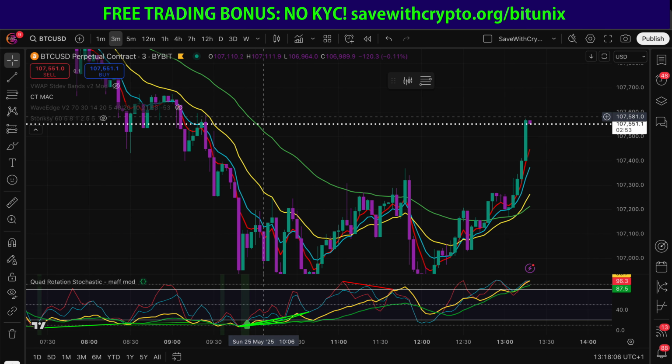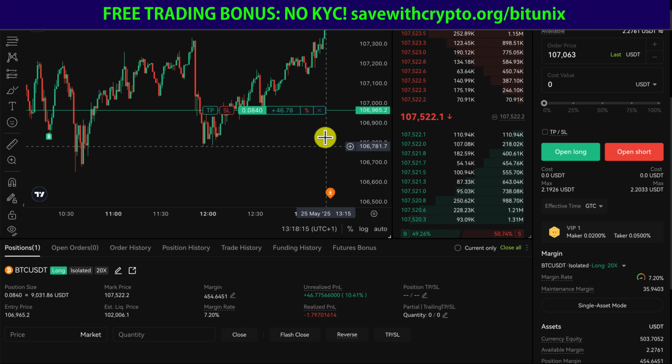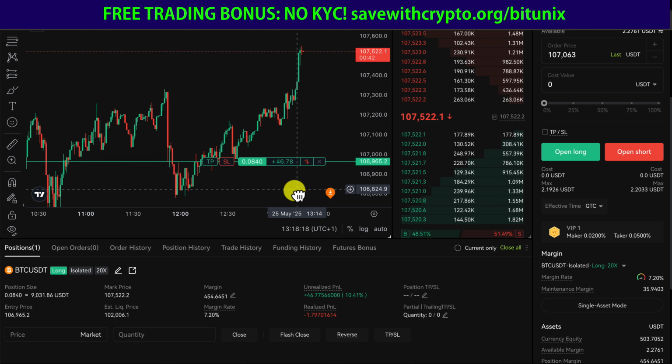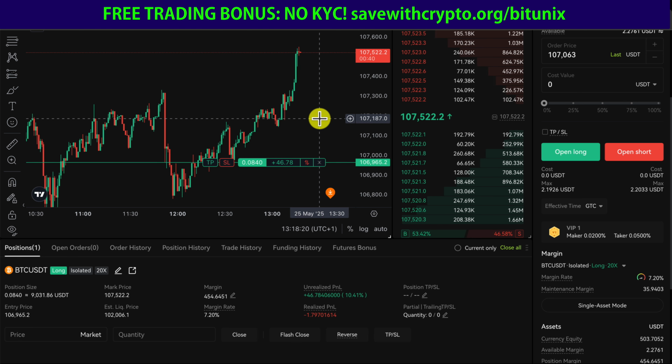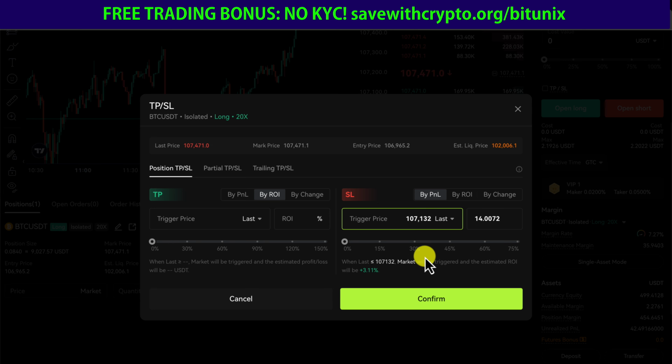So let's take a look at the trade. The trade is now $46 in profit, which is 10%, so that's good. So I think at this point I can comfortably put a stop loss in profit, maybe around about here, 107,132. And you can see here that if the price comes down there, it will still make 3%.